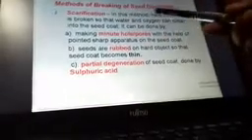Now the methods of breaking seed dormancy. First of all, scarification. In this method, the hard seed coat is broken so that water and oxygen can enter the seed. It can be done by, first, making a minute hole at the pores with the help of a sharp pointed apparatus on the seed coat. Secondly, seeds are rubbed on a hard object so that the seed coat becomes thin. Next, partial degeneration of the seed coat, which is done by sulfuric acid.